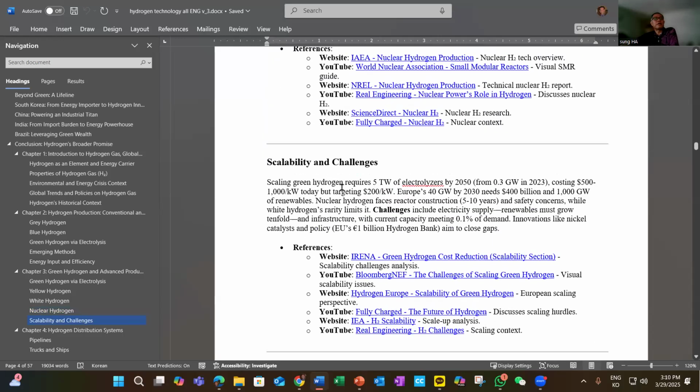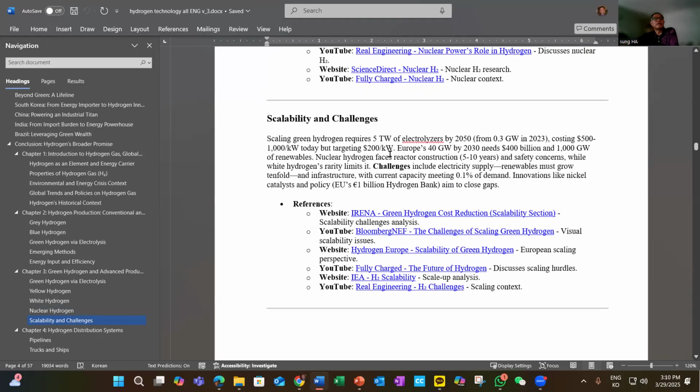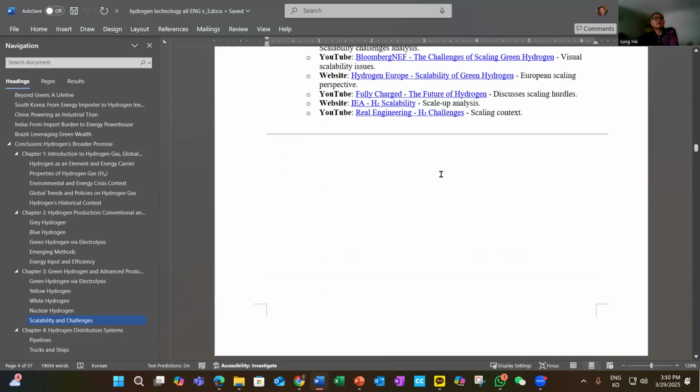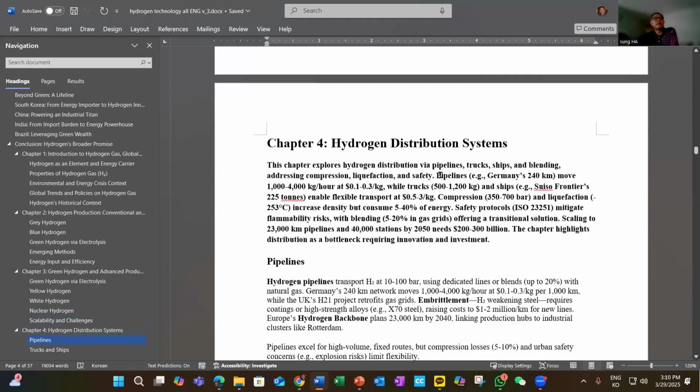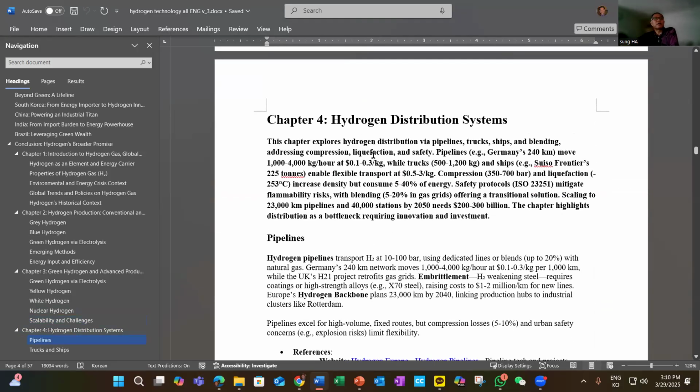And then there are sub-chapters, scalability and challenges, related to how to make a bigger electrolyzer to generate real scale hydrogen gas. So you can study that. The next chapter is going to be the hydrogen distribution system through power lines, pipelines, and so on.